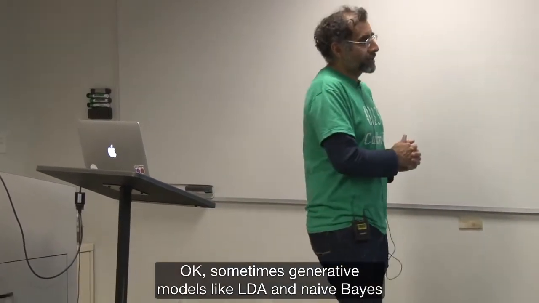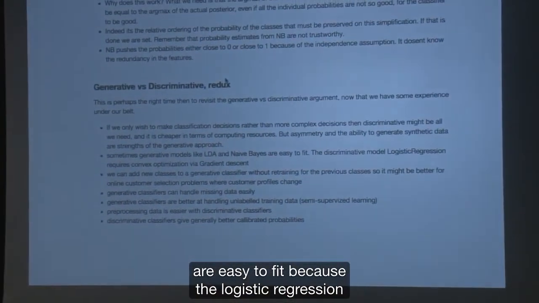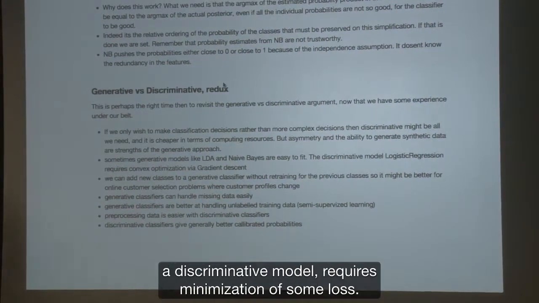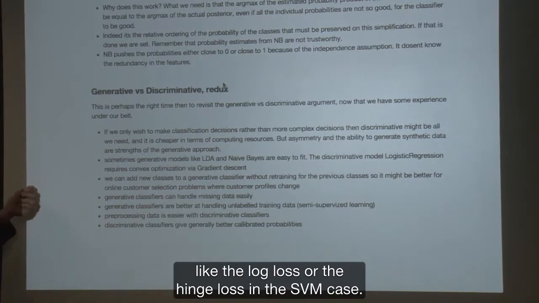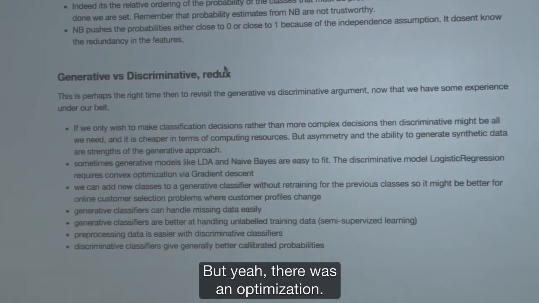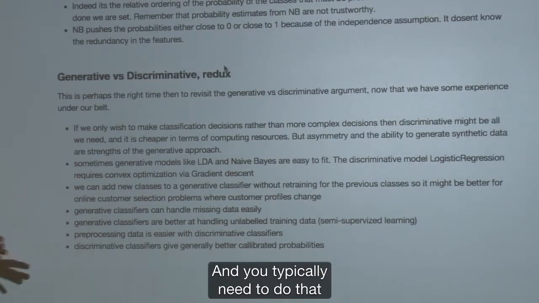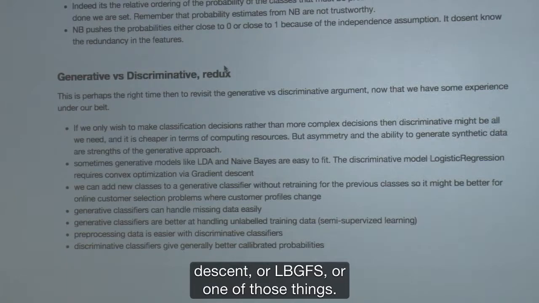Sometimes generative models like LDA and naive Bayes are easy to fit, because logistic regression kind of models, which is basically a discriminative model, requires minimization of some loss, and it typically tends to be a convex loss, like the log loss or the hinge loss in the SVM case. But there's an optimization, and you typically need to do that via gradient descent or stochastic gradient descent or LBFGS or one of those things.